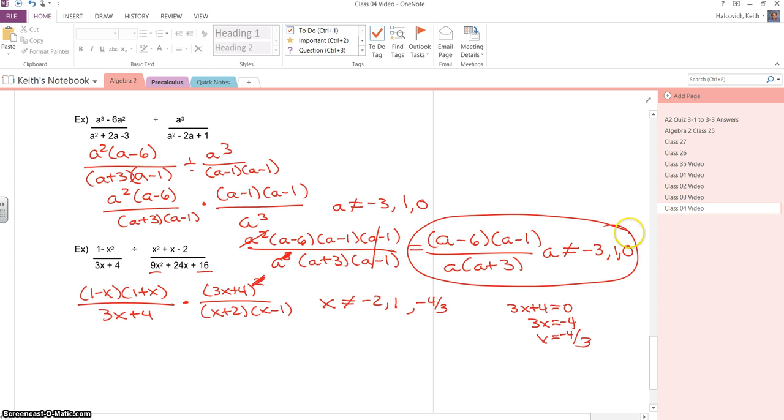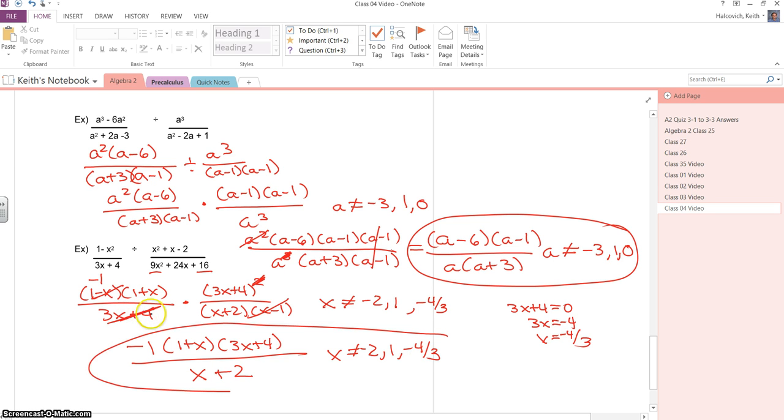Now when we cancel, one of these cancels out here with that. And then notice you have 1 minus x and x minus 1, so you can cancel them out and put a negative 1 to say they're the opposite. So you have negative 1, 1 plus x times 3x plus 4, all over x plus 2, where x cannot equal negative 2, 1, and negative 4/3. All right, hopefully this helps you in your quest to do your homework.